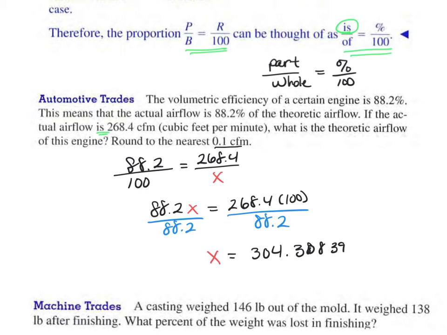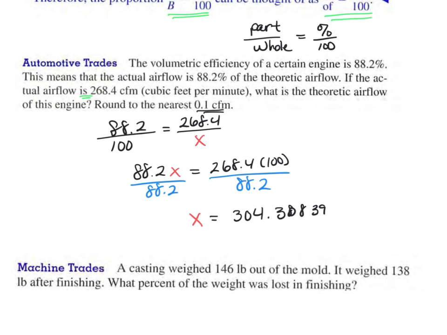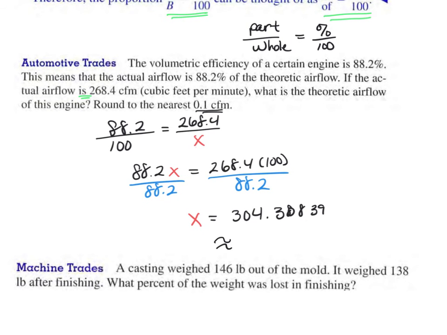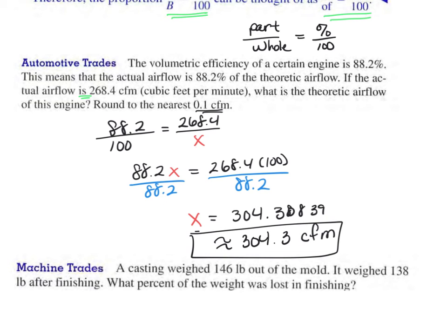They want it to the nearest one decimal place. So I will round this to 304.3. My units are cubic feet per minute, so don't forget that part of it. So there is my answer.